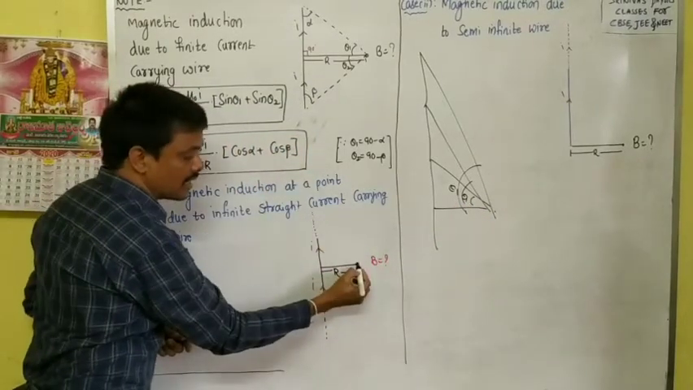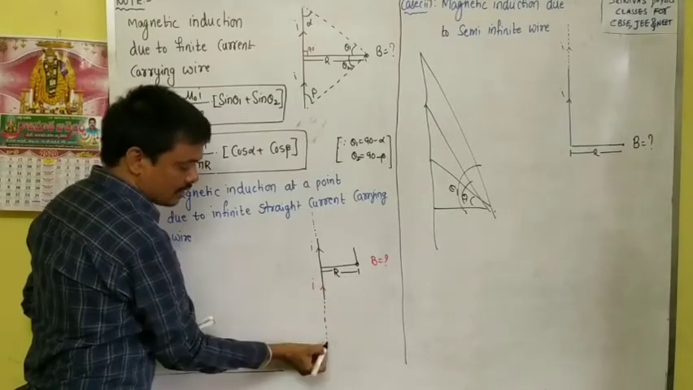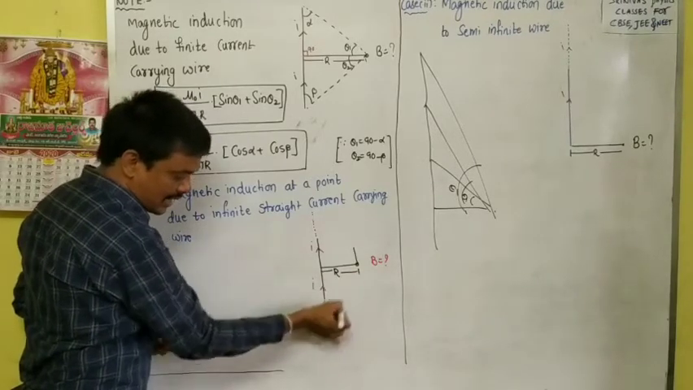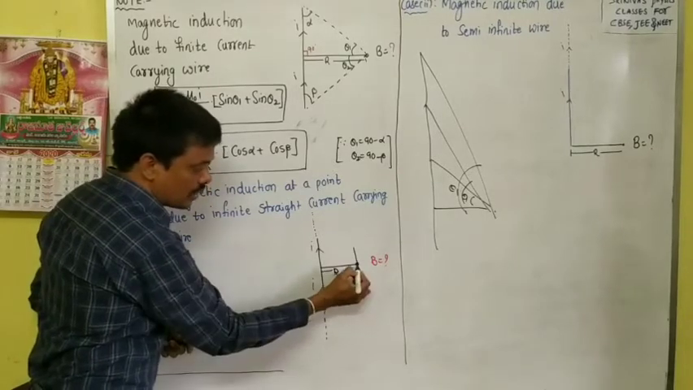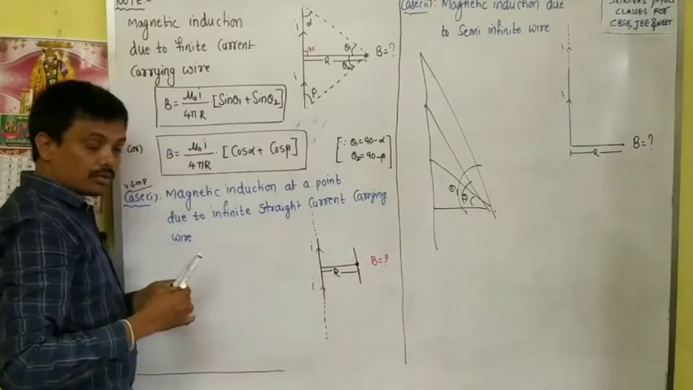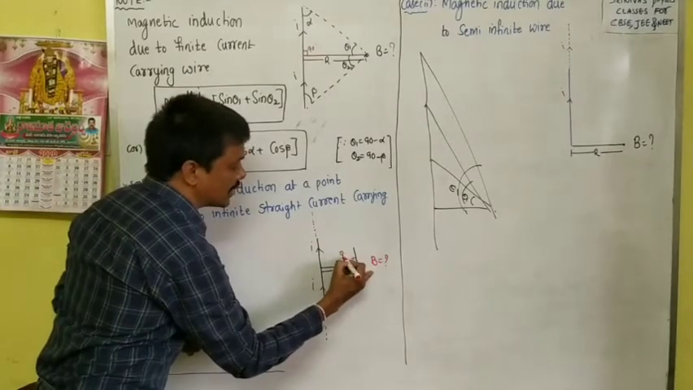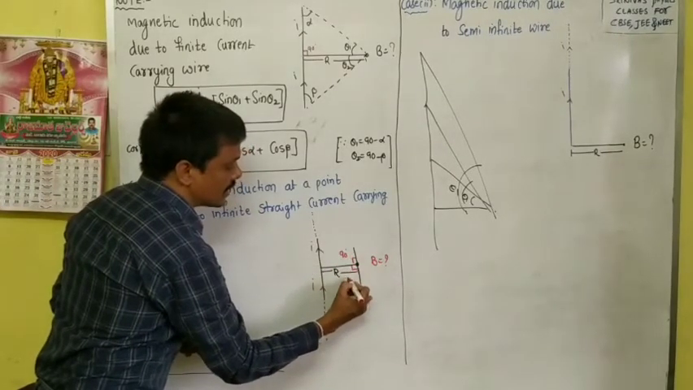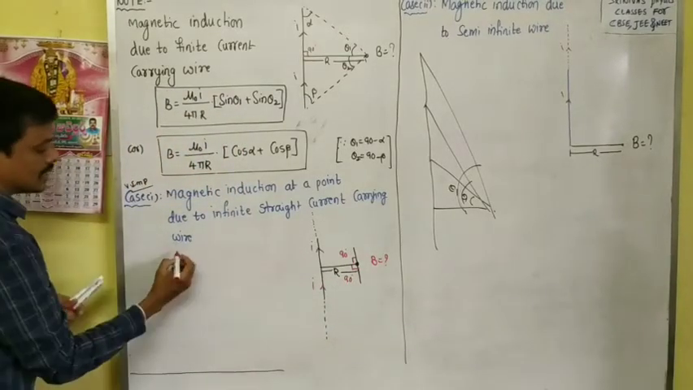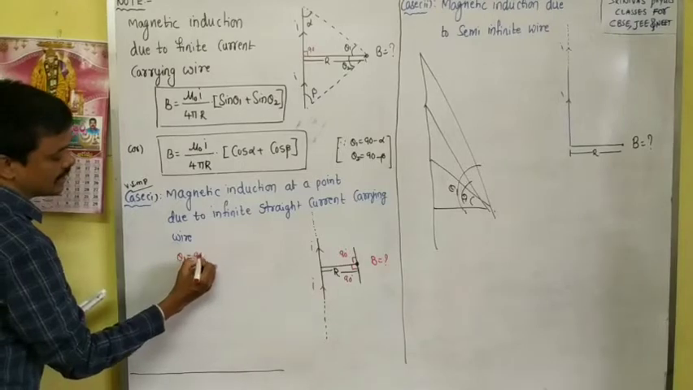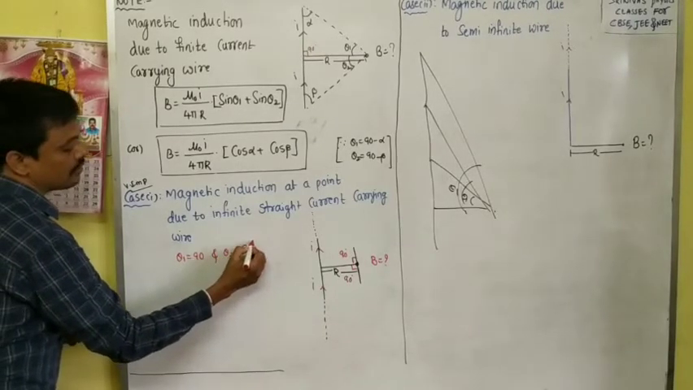Then in order to meet that, we have to go like this, right? And here also the same thing. It is at infinity, that's why we have to go like this. Then the angles on both sides, theta 1 and theta 2, the two are equal to 90 degrees. This is 90 degrees, and this is also 90 degrees. That means from the figure we write theta 1 as 90 degrees and theta 2 also 90 degrees for the infinite straight wire.